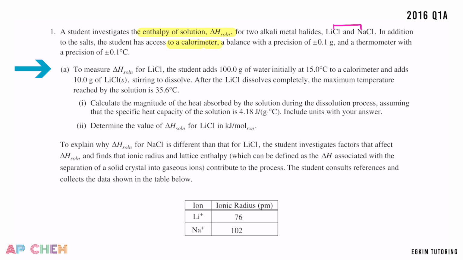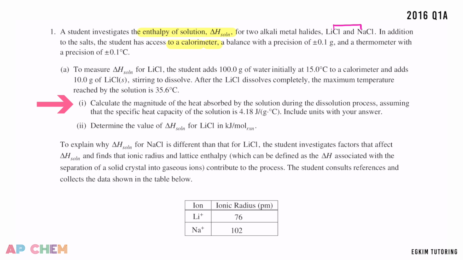So part A says, to measure delta H for lithium chloride, the student adds 100 grams of water initially at 15 degrees Celsius to a calorimeter and adds 10 grams of lithium chloride solid, stirring to dissolve. After the lithium chloride dissolves completely, the maximum temperature reached by the solution is 35.6 degrees Celsius. Okay, so again, probably you'll have to use Q equals mc delta T, as they're giving us two different temperatures, the final and the initial.